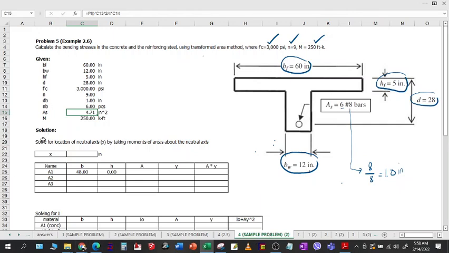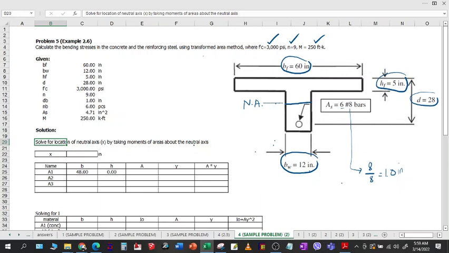Solution. The first step is to solve for the location of the neutral axis by taking moment of areas about the neutral axis. So we have 2 areas here, concrete and steel. But since the concrete has somehow an irregular shape, then we can have several areas for concrete. So let's assume that the neutral axis is located somewhere here. This will be your neutral axis.